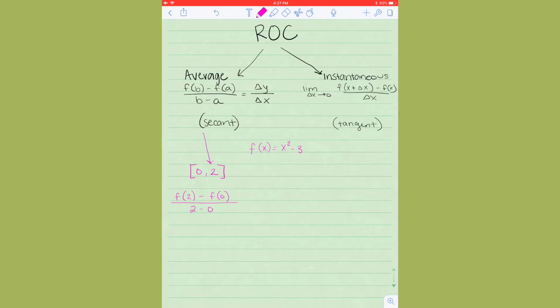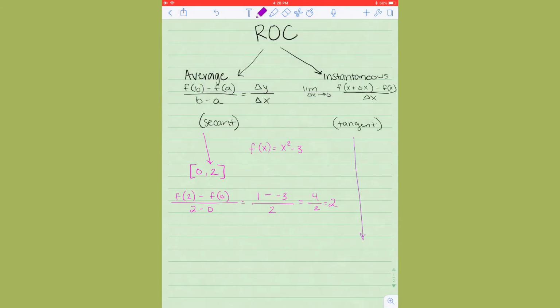And then over my difference in my x values. If I plug in, 2 squared is 4, 4 minus 3 is 1, minus, and now plug in 0: 0 squared is 0, minus 3 is negative 3, and 2 minus 0 is 2. If I simplify, I get 4 divided by 2, which is just equal to 2. So this is saying that the average rate of change of y is 2 units per increase in x.